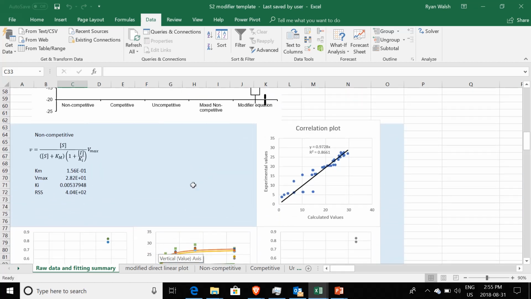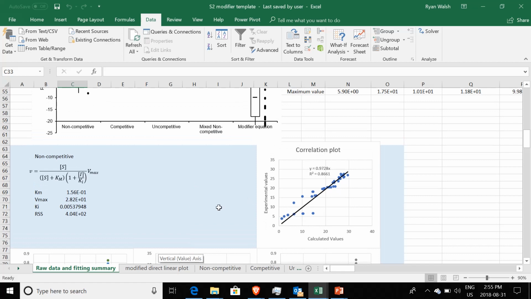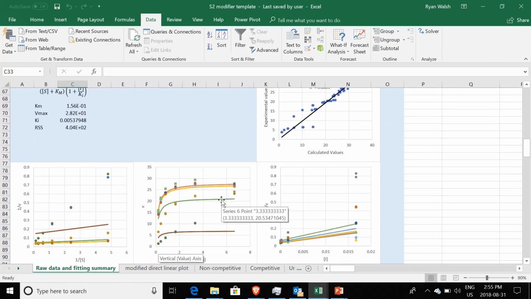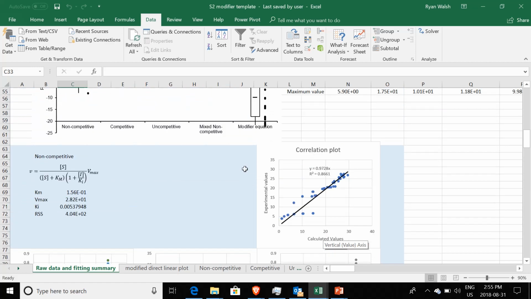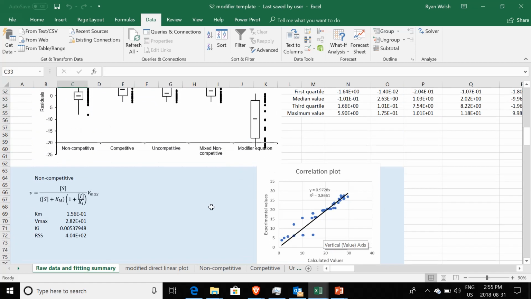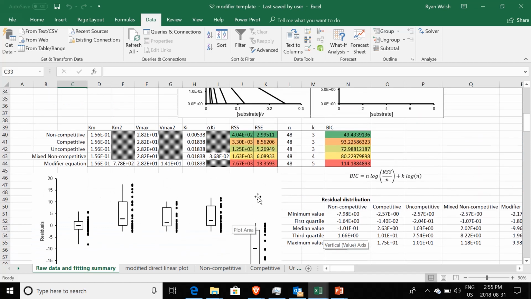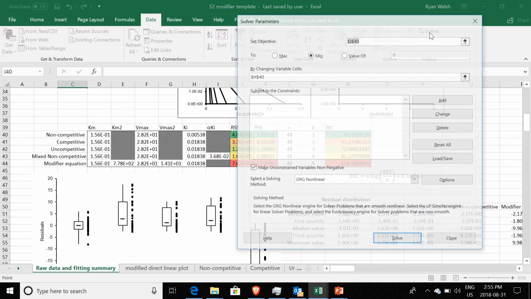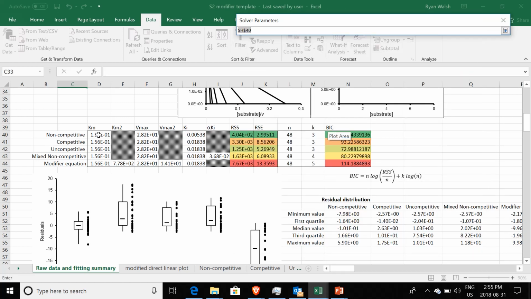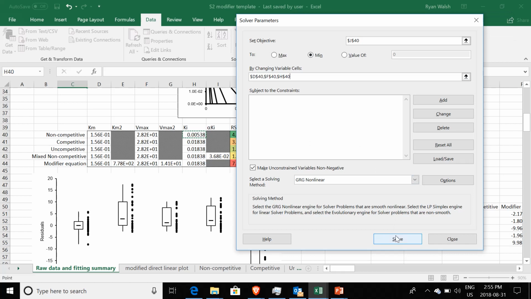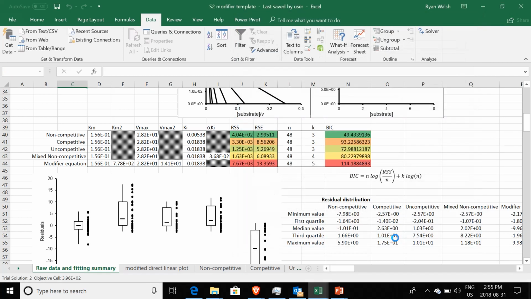And if you go down, you can see that this has changed. It doesn't look all that great still, but you'd probably want to rerun it, and this time you're not going to just focus on the Ki, but you would use your Km, your Vmax, and your Ki at the same time, and solve and see what we get this time.